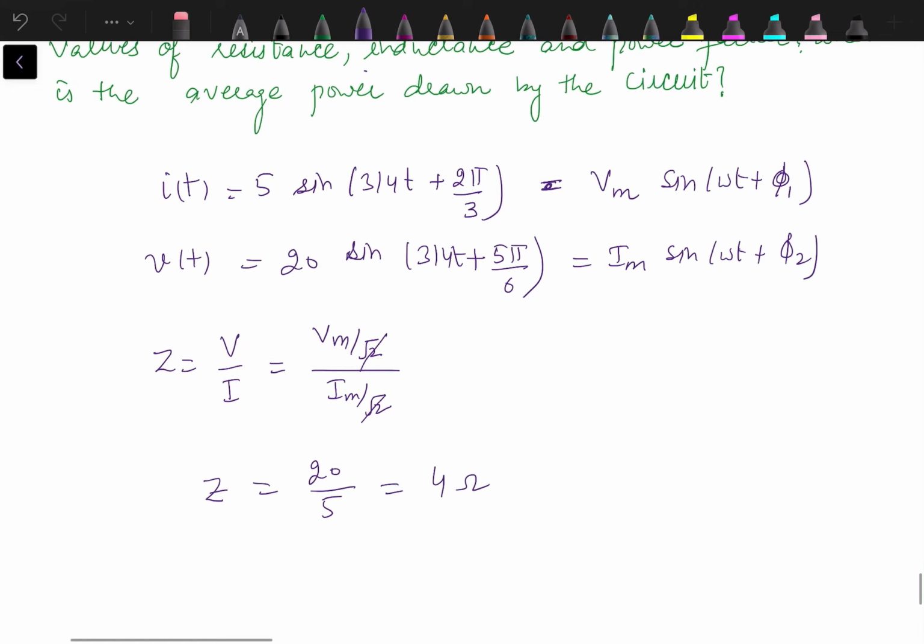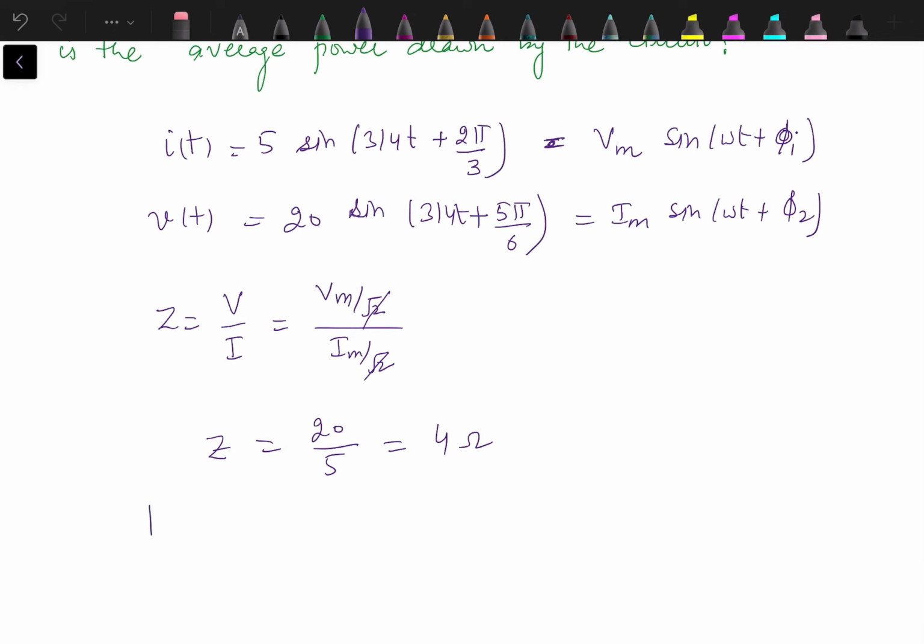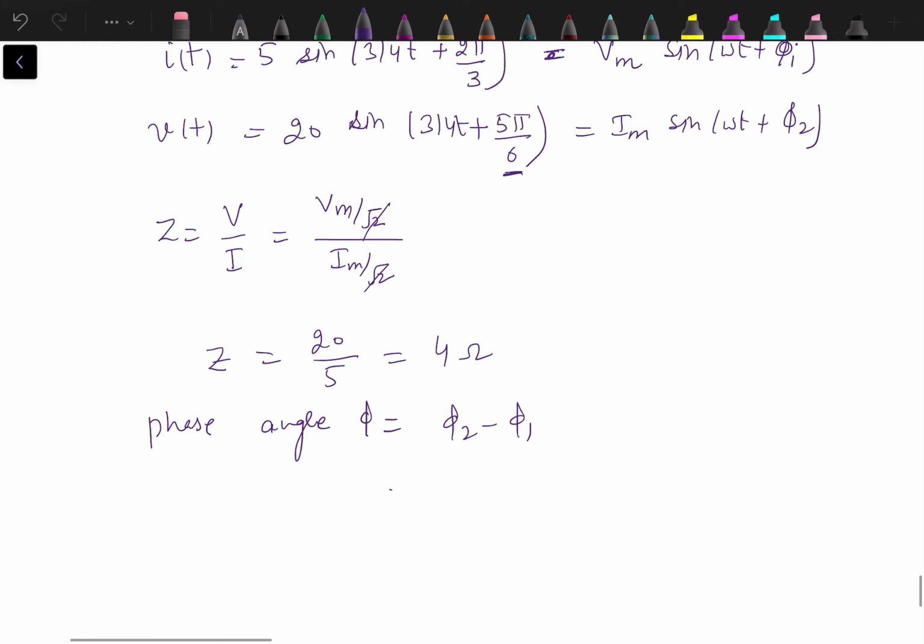Also we need to calculate the phase difference between the voltage and current, so that will give us the power factor. You can say the phase angle phi will be equal to phi 2 minus phi 1. Phi 2 is 150, phi 1 is 120, so this is 30 degrees. So current lags behind the voltage by 30 degrees.